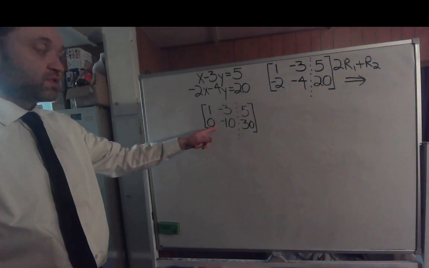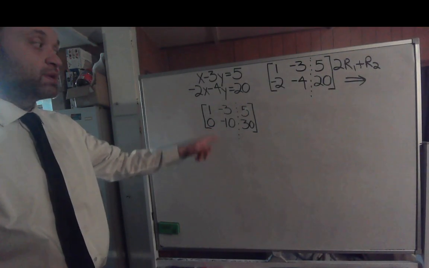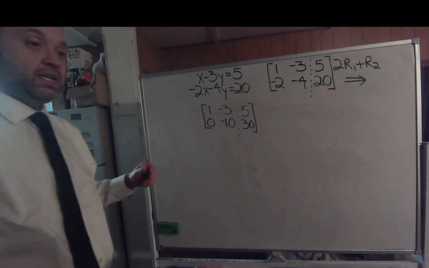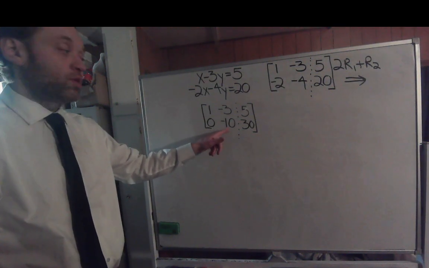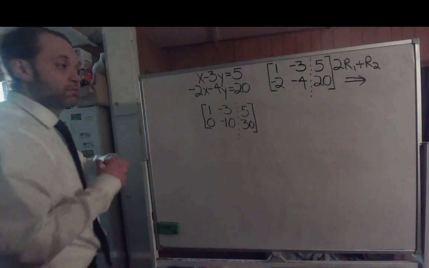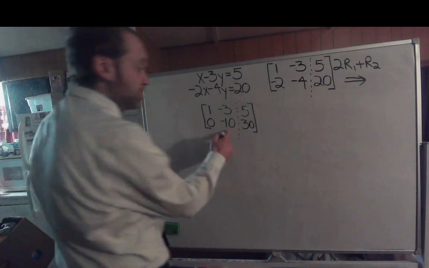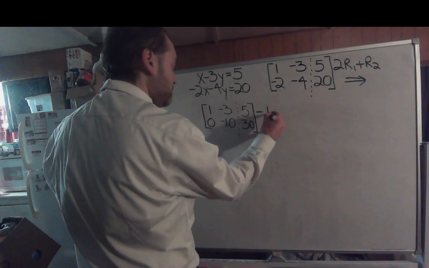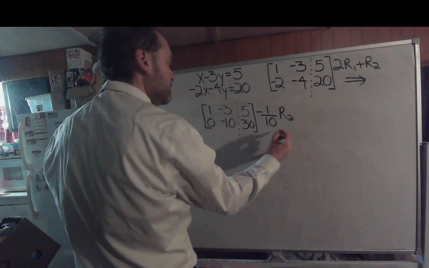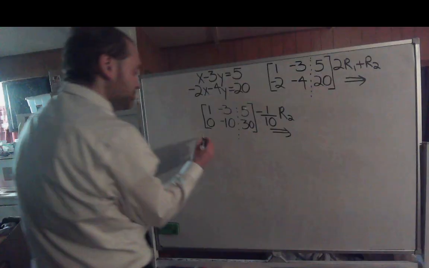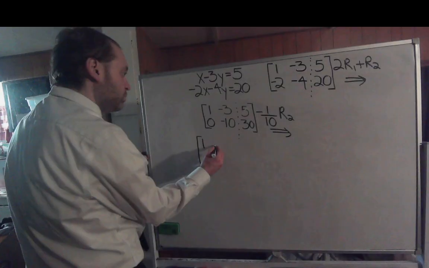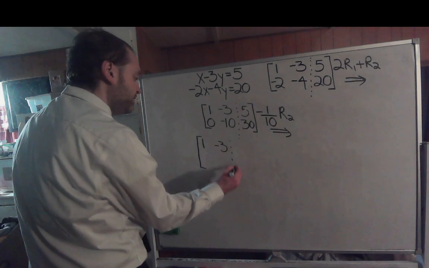We have the first entry of the second row as a 0, but this is still not in row echelon form yet. The reason being is because the leading digit is not a 1. In order to do that, we need to take -1/10 of the second row to turn this leading digit into a positive 1. So take -1/10 of row 2, form your matrix from that, you're still going to leave the first row alone, which would be 1, -3, and then 5.